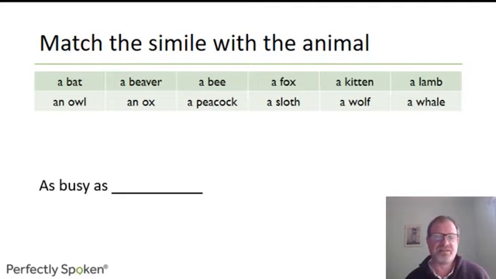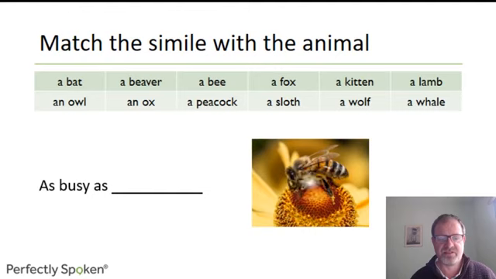As busy as. So which of these creatures do you associate with lots of activity, non-stop, going, collecting things, bringing them back to its home and so on? And the answer is this little insect, a bee, as busy as a bee.